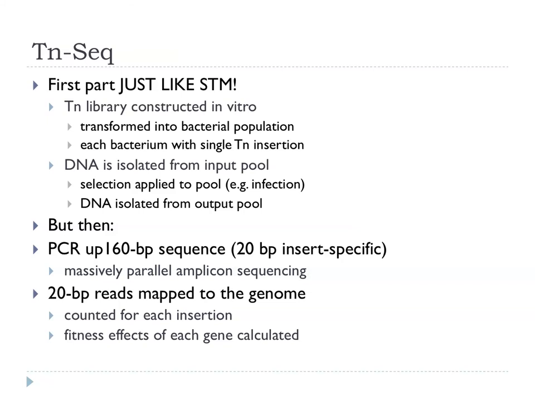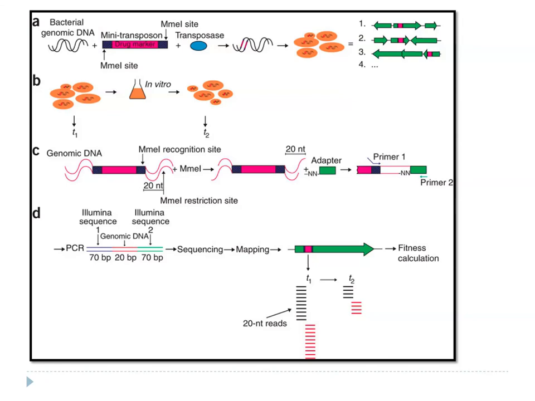But then instead of doing the hybridization and PCR hybridization that we did with STM, you amplify up using PCR a 160 base pair sequence, 20 base pairs of which is specific to the insert. And what we do is massively parallel amplicon sequencing, where we can sequence thousands and thousands of sequences in one sequencing run very easily and quickly. Twenty base pairs from those sequences that you've amplified and sequenced show you where the transposon has gone into the genome, and that can be mapped to the genome. Twenty base pairs is enough for you to unambiguously assign that insertion within the genome. You can then count how many insertions there are in each gene and where they are, and you can look at the fitness effects for each of the genes.